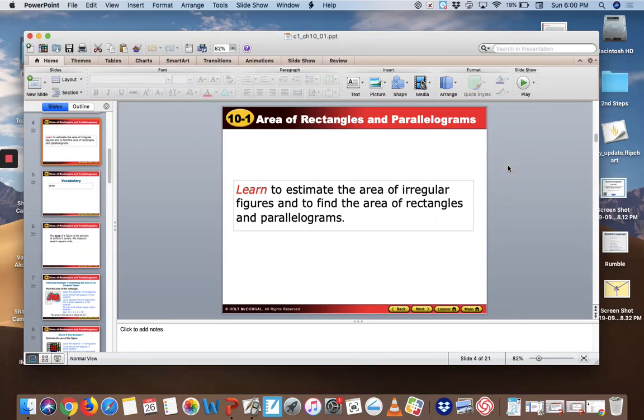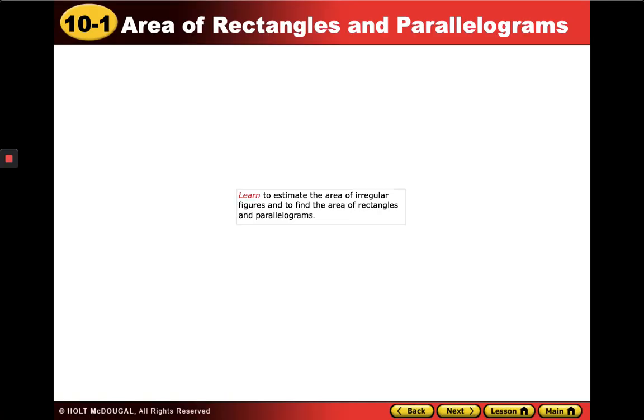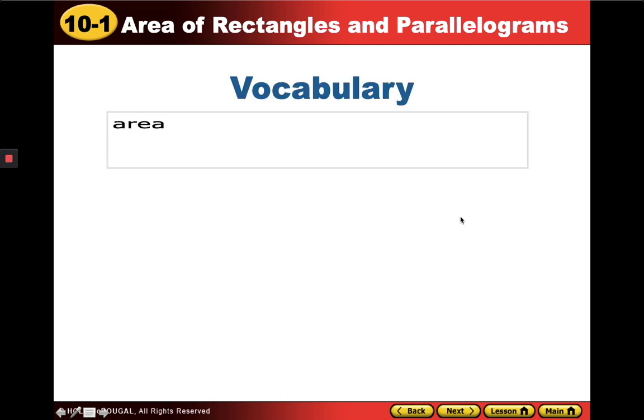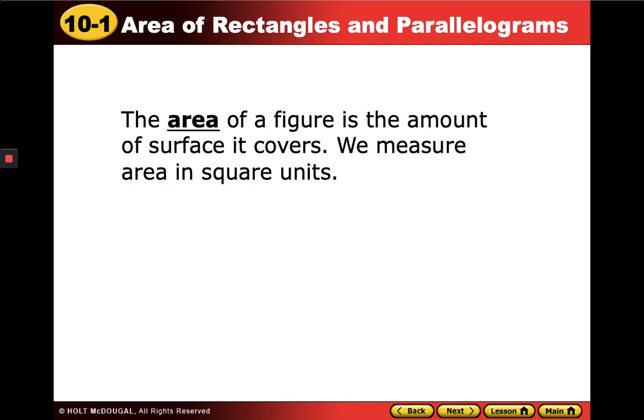Hello students, today's lesson is 10-1, the area of rectangles and parallelograms and also irregular figures. So you're going to learn how to estimate the area of irregular figures and the area of rectangles and parallelograms. The rectangle part you should already know, so it should be reviewed. I'm going to fly through this one today pretty quick.